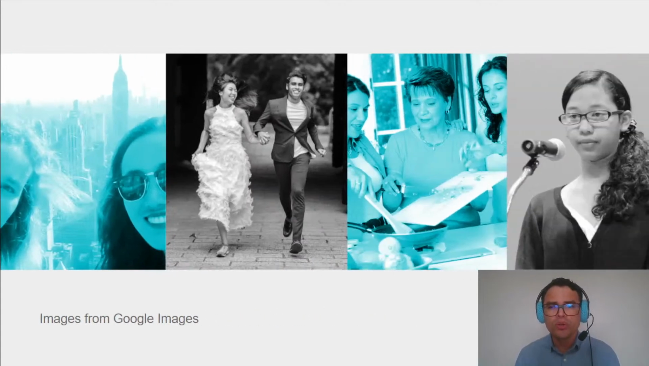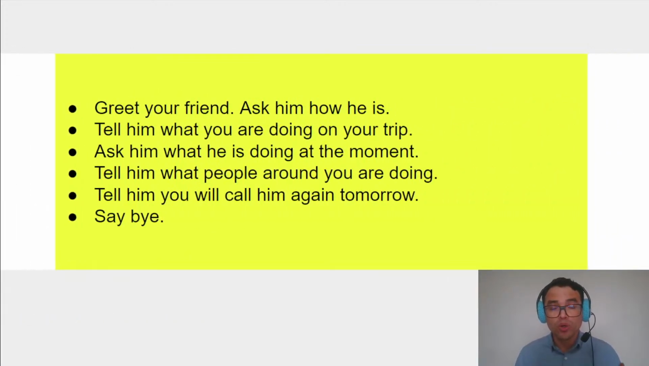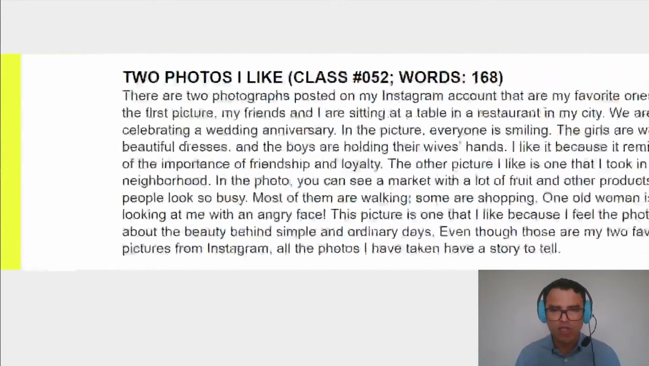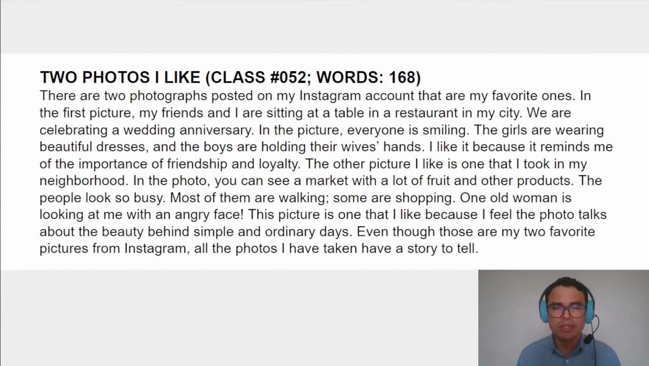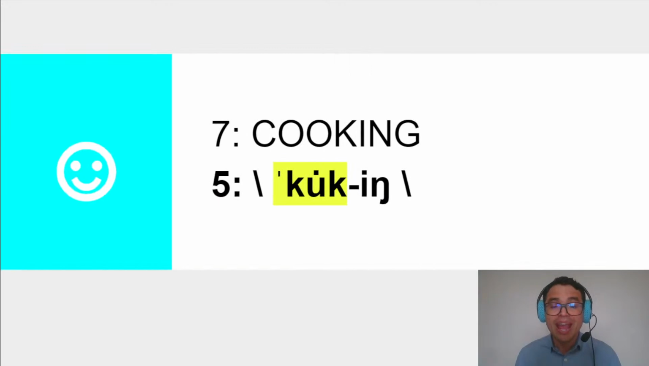We will also describe these pictures using the target language, and we will work on this card in order to develop test taking strategies, especially if you're taking the PEIC exam. We're going to write a paragraph with 168 words to practice the target language. We will review the use of the present continuous using prepositions, and as usual, we will practice our pronunciation using phonetic symbols.